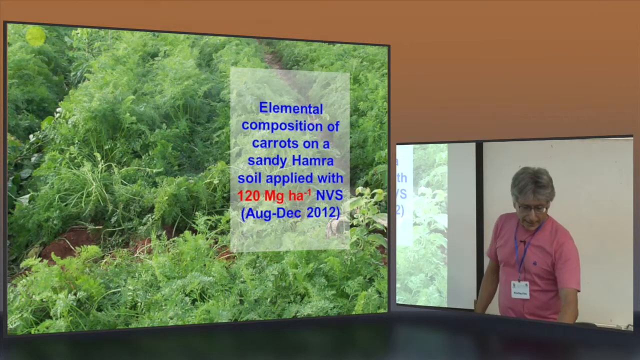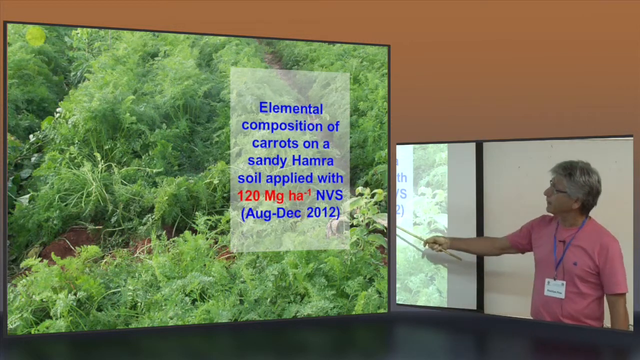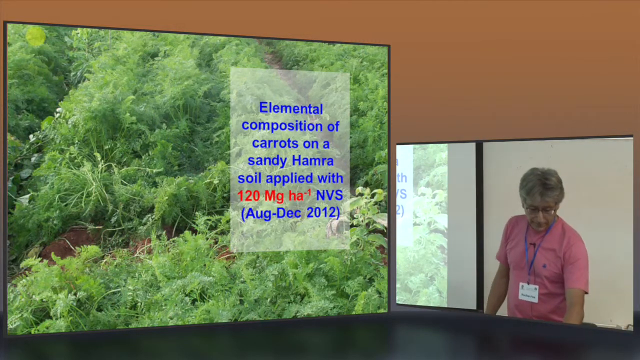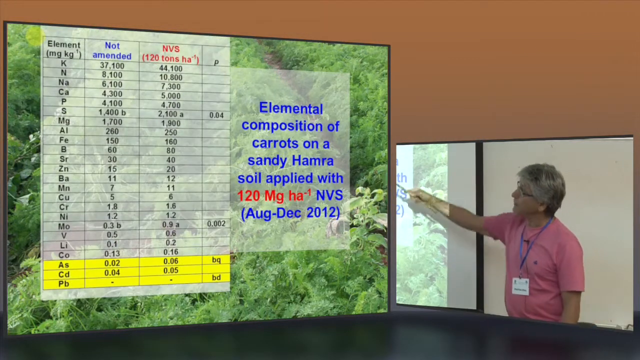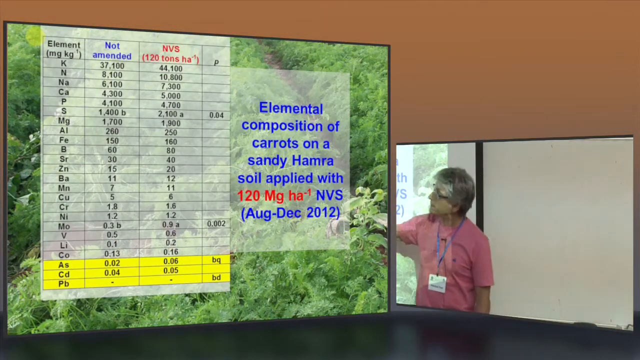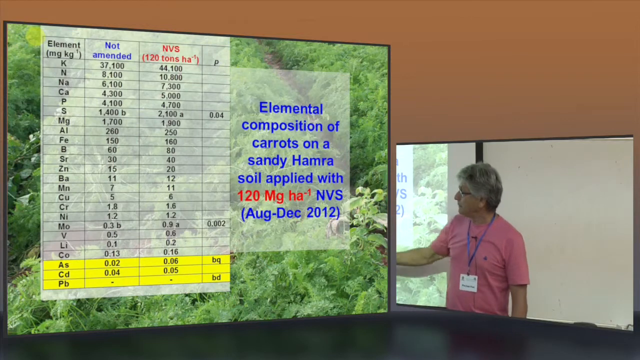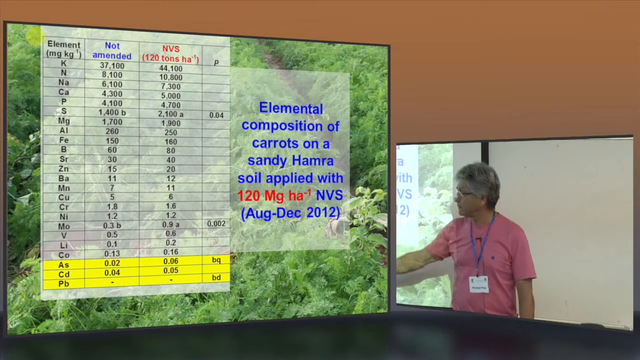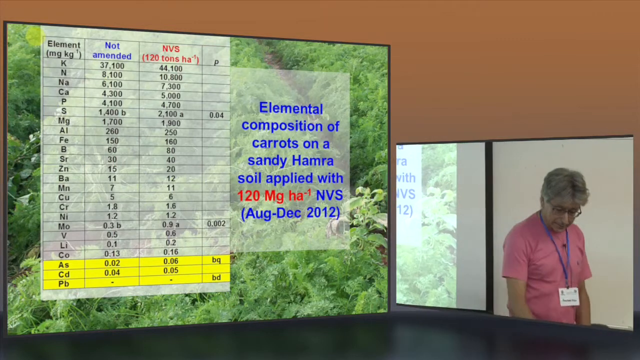We studied the same with carrots, this time at 120 tons per hectare. No difference in the content of the various trace elements. Arsenic was still below quantification, and lead was below detection.